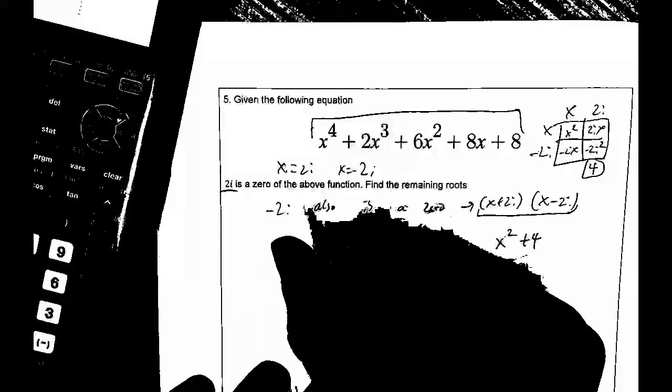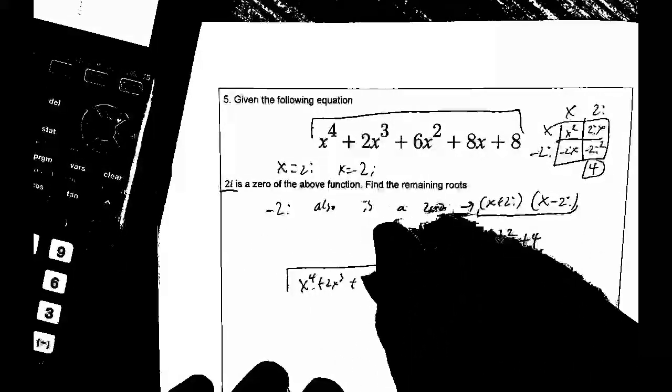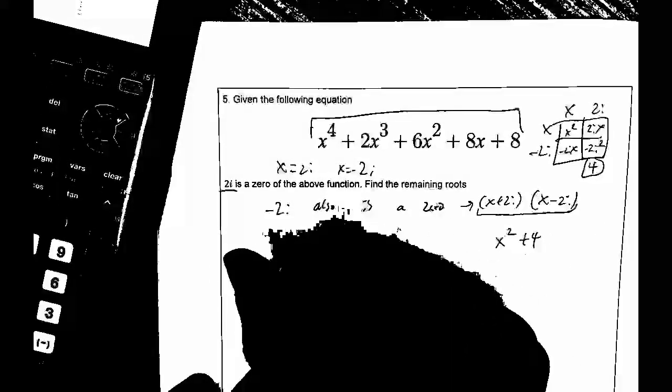So we're going to divide x to the 4th plus 2x to the 3rd plus 6x squared plus 8x plus 8 by x squared plus 4.